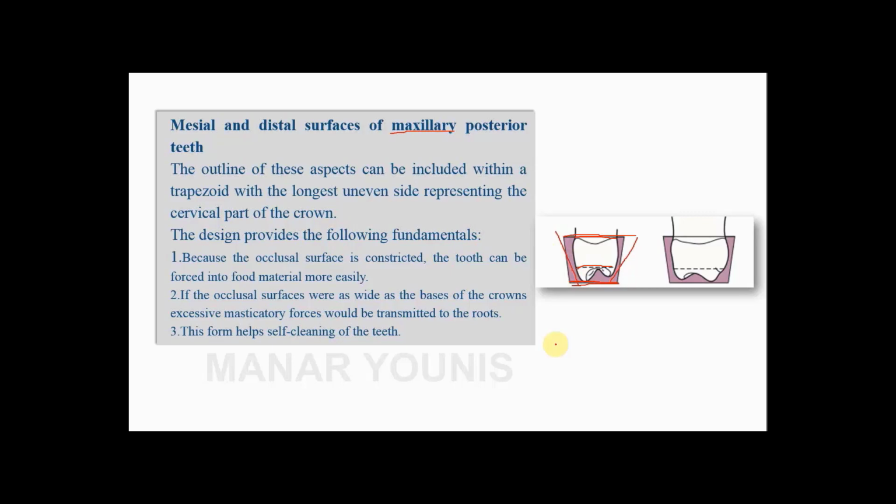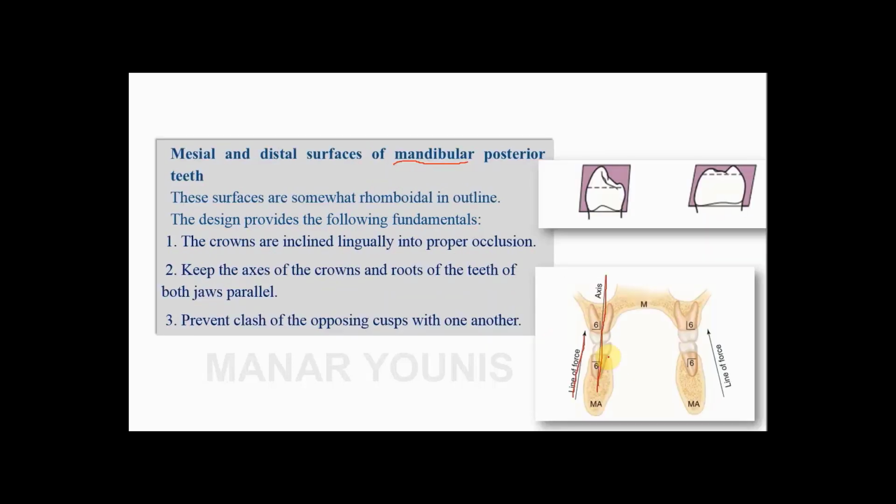the food. If the occlusal surfaces were as wide as the bases of the crown, in this case, excessive forces will be transmitted to the roots. Finally, this configuration provides a self-cleansing quality for the tooth by drifting the food material away from the buccal and lingual surfaces of the teeth.